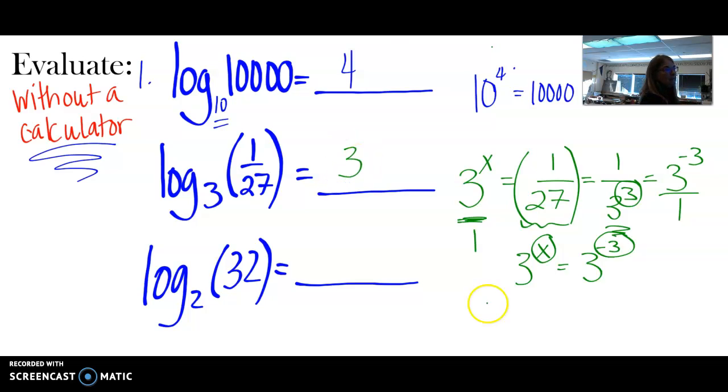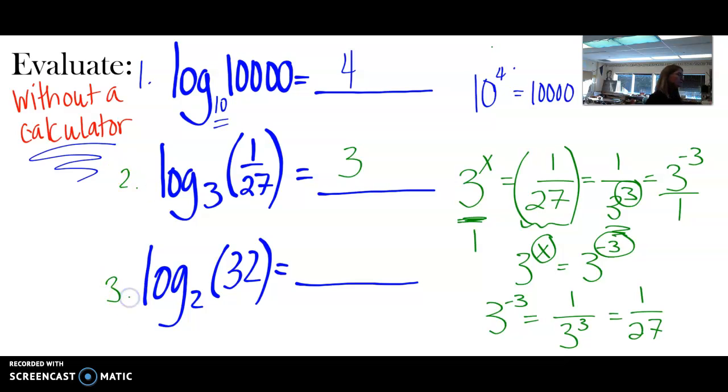So to check that, 3 to the negative third power, does it equal 1 over 27? Well, to evaluate something with a negative exponent, we put it in the denominator, and then it becomes positive, and then you have 1 over 3 to the third, which is 1 over 27. So that works. Try to do the next one.